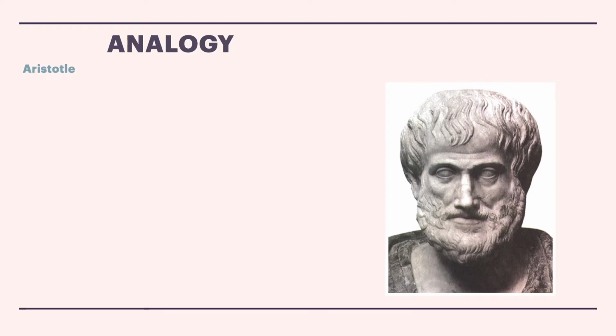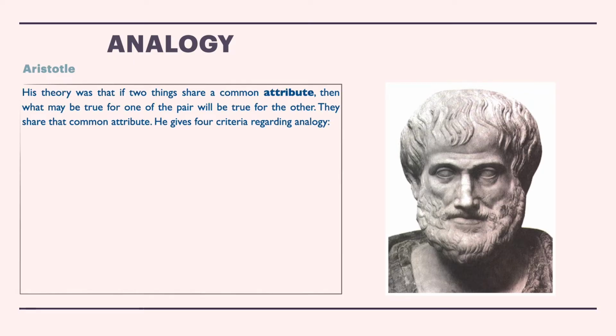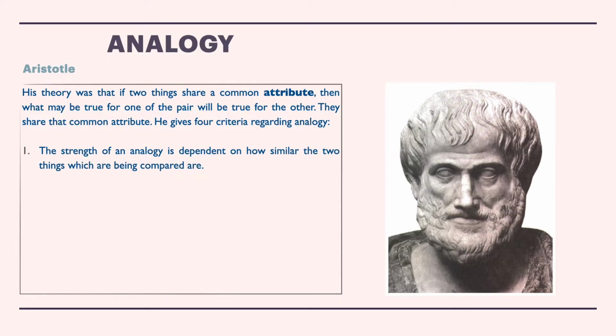Aristotle, the well-known Greek philosopher, a student of Plato, who in particular influenced Aquinas, who we're going to look at next, had a theory about analogy. It was that if two things share a common attribute, then what may be true for one of the pair is true for the other. They share in this common attribute. And he gives four criteria about an analogy. He says, firstly, the strength of an analogy depends on how similar the two things that are being compared are.